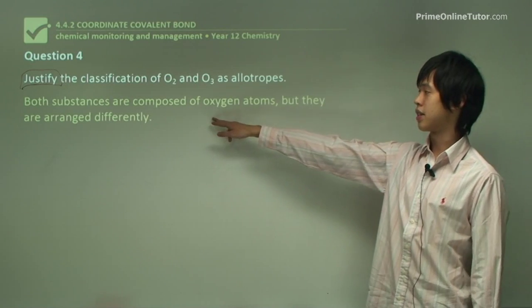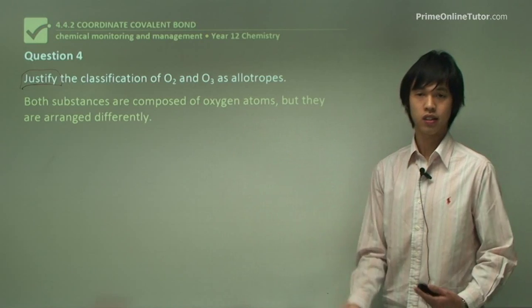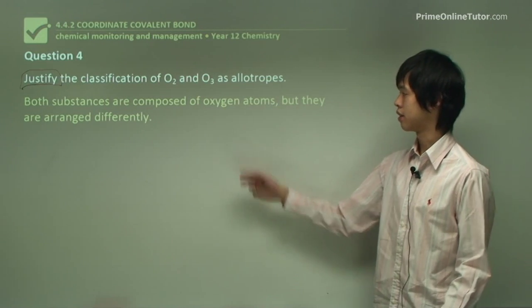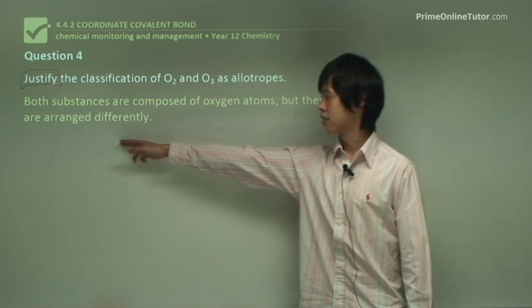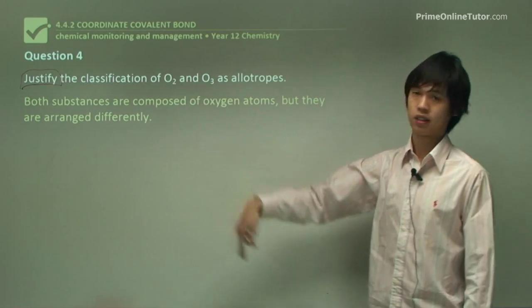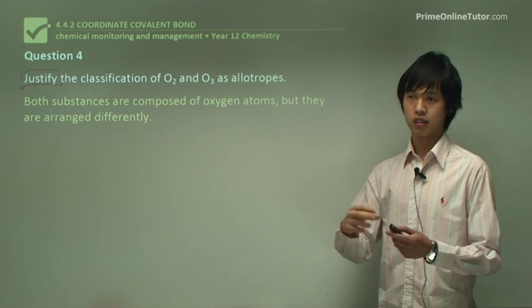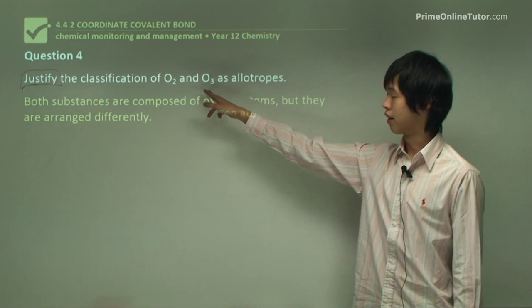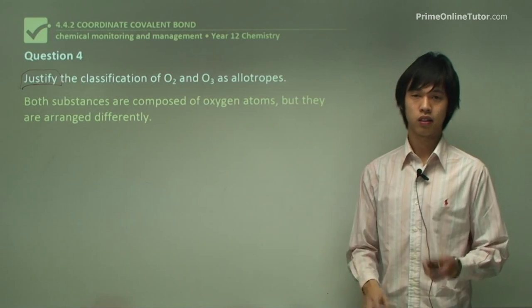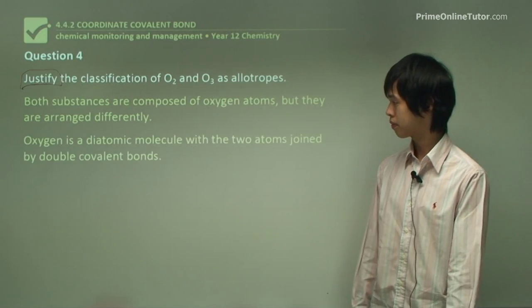Firstly, both substances are composed of oxygen atoms. So there's nothing else in these molecules except oxygen. But they're arranged very differently. So oxygen has a single linear double bond, and ozone is that bent triatomic oxygen form.